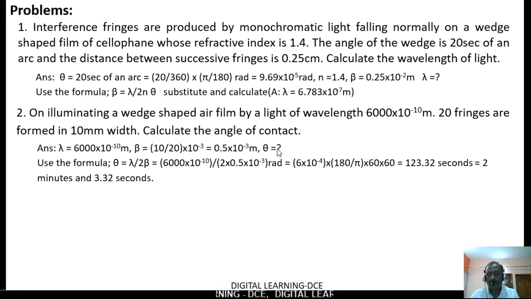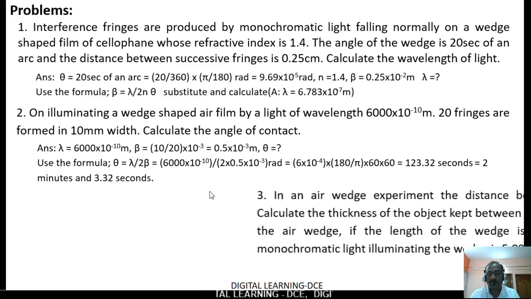Then find out theta. For this problem, you can use the formula theta equals lambda by 2 beta. On further substitution and simplification, we get 6 times 10 raised to minus 4 times 180 by pi times 60 times 60. Then the radian is converted into seconds, and it becomes 123.32 seconds. That means 123 is 60 plus 60, which is 2 minutes, and the remaining is 3.32 seconds. This is the final answer.